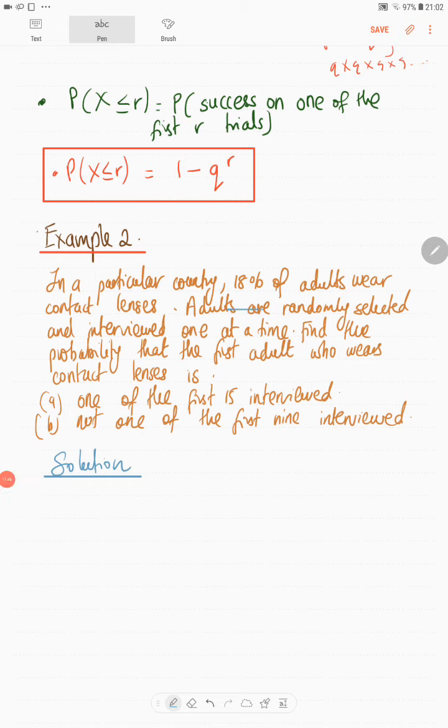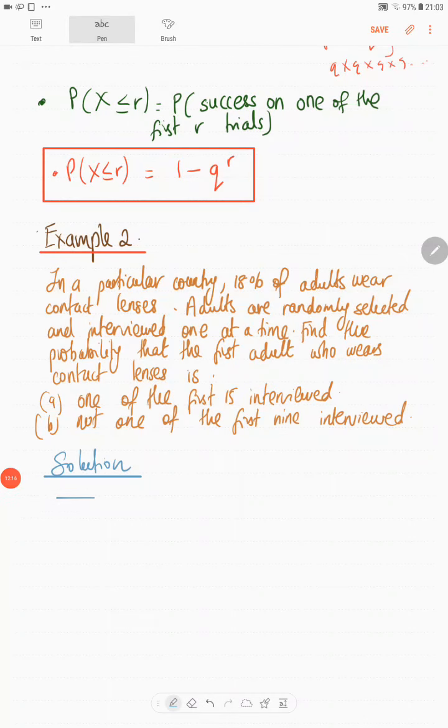In a particular country, 18% of adults wear contact lenses. Adults are randomly selected and interviewed one at a time. Find the probability that the first adult who wears contact lenses is one of the first 15 interviewed, and the second part, not one of the first 9 interviewed.